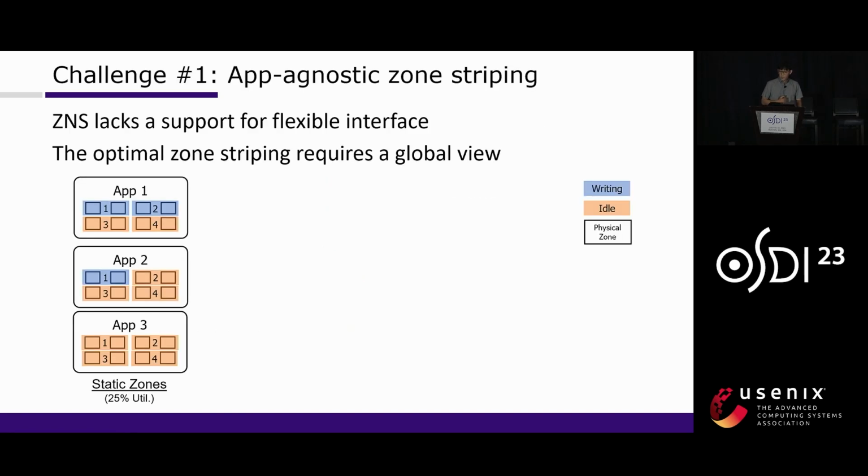The zone striping and resource distribution in ZNS must consider both user I/O profile and resource limitations. However, ZNS lacks a flexible interface, leaving applications to find the optimal setup on their own. Let's examine an example depicted in the figure.